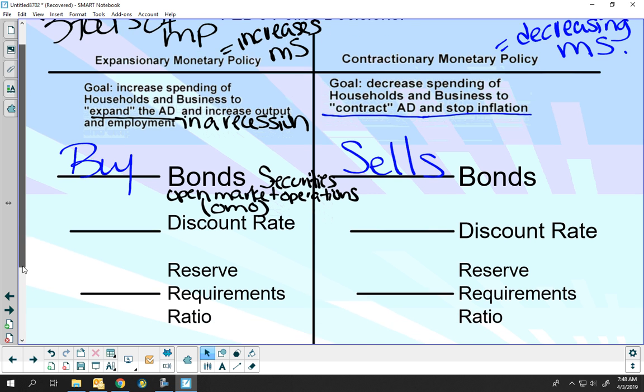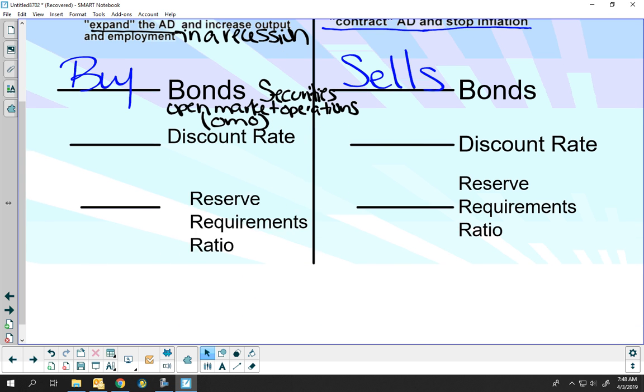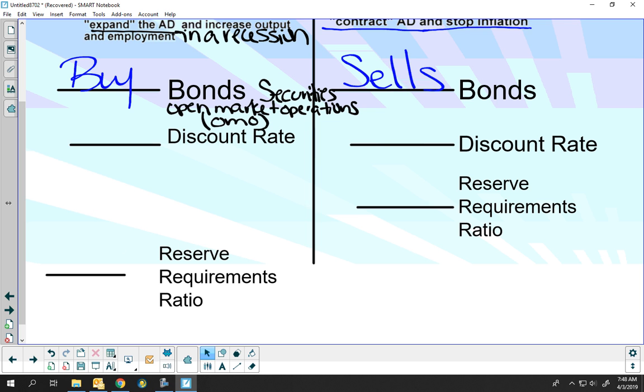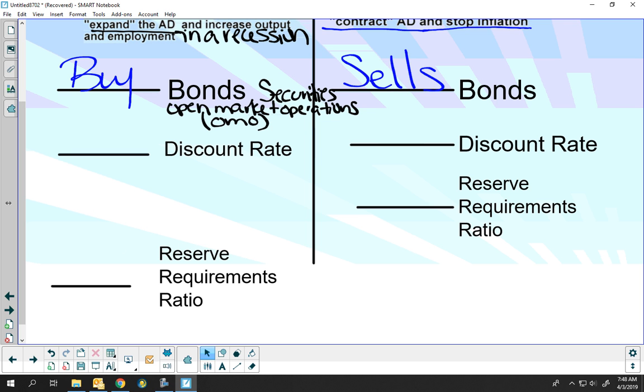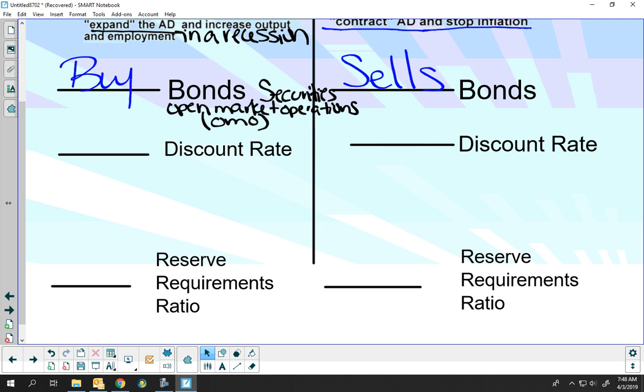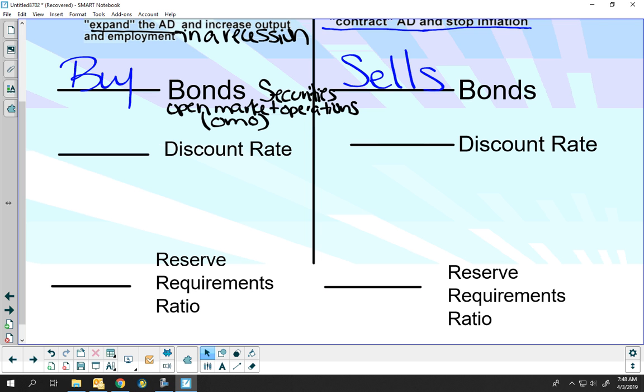So there are other tools that they can use. I'm going to just bring this down a little bit. I'm going to define it first. The discount rate.